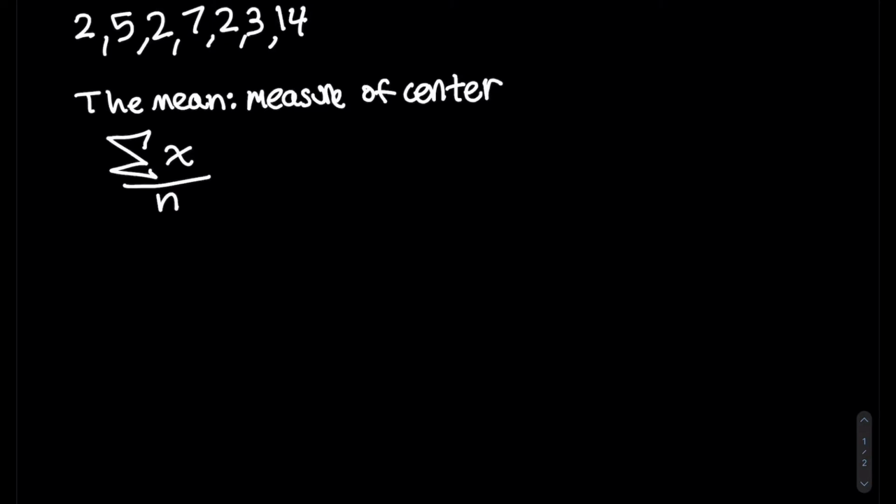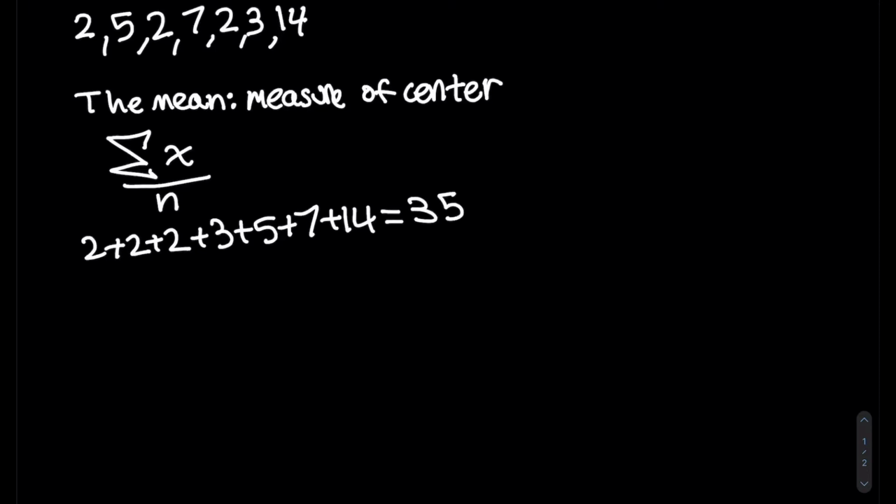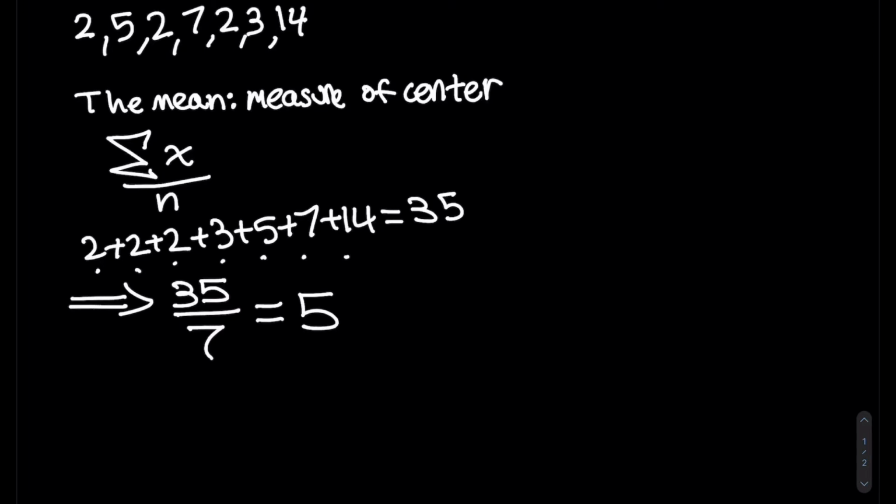So let's do a quick calculation here. We have 2 plus 2 plus 2 plus 3 plus 5 plus 7 plus 14. That gets us, I believe, 35. And let's count up the number of data points here. We have 1, 2, 3, 4, 5, 6, 7. So what we have to do here to get the mean is to divide the sum of the numbers we have by the total number of points, which is 7. And here we get the mean of 5. Great. So now let's go forward to the range.